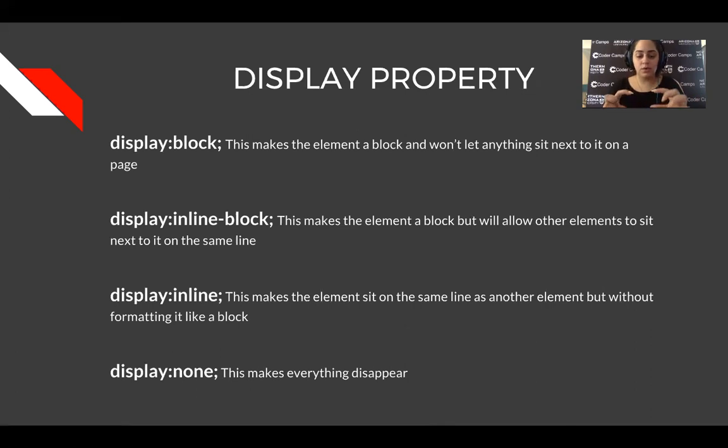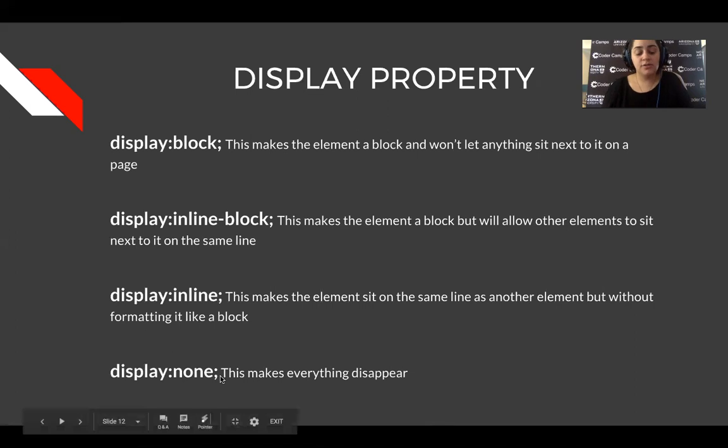Inline block is going to still format that in a block, but they can sit next to each other. So there's more space, but they're still on the same line. Inline makes them sit on the same line, but without formatting it like a block. So instead of that space, they'll just be right next to each other. And then none makes everything disappear.